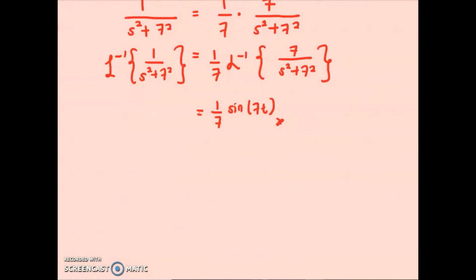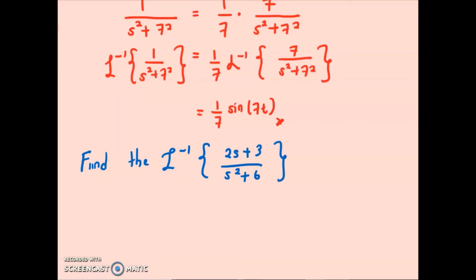So let's look at this: find the inverse transform of 2s plus 3 over s squared plus 6. This is different. You cannot find this form on the Laplace table. Okay, you cannot find this form. But we need to simplify.